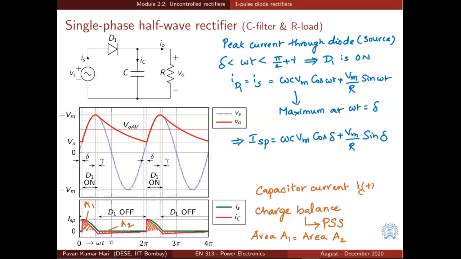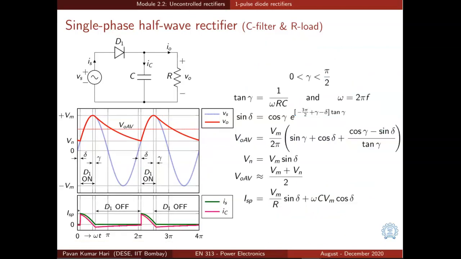So the average current through the capacitor is 0. So area A1 is equal to area A2. Area A2 is under this long exponential interval, and area A1 is the short interval of the diode being on. So naturally, the whole charge that gets extracted from the capacitor in the longer interval A2 should be replenished in a very short interval that spans area A1, and therefore this ISP, the peak value, must be a very large value of current.